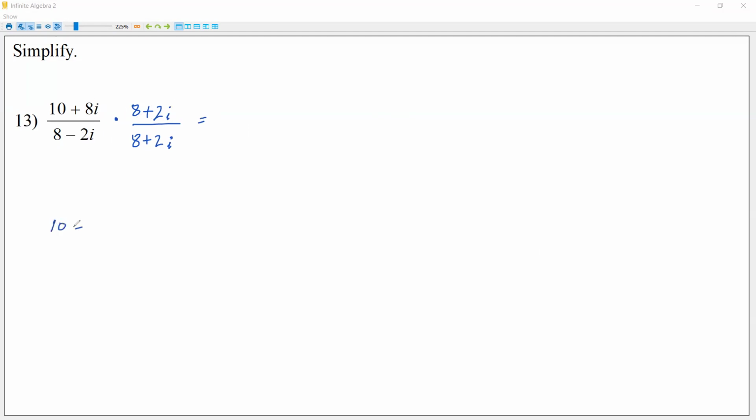We're multiplying 10 plus 8i times 8 plus 2i for the numerator, right? So we have to multiply, distribute the 10. So 10 times 8 is 80. 10 times 2i is 16i. And then we'll distribute the 8i. So 8i times 8, that is 64i. So I'll put that under the other i term. And 8i times 2i, that's 16i squared.